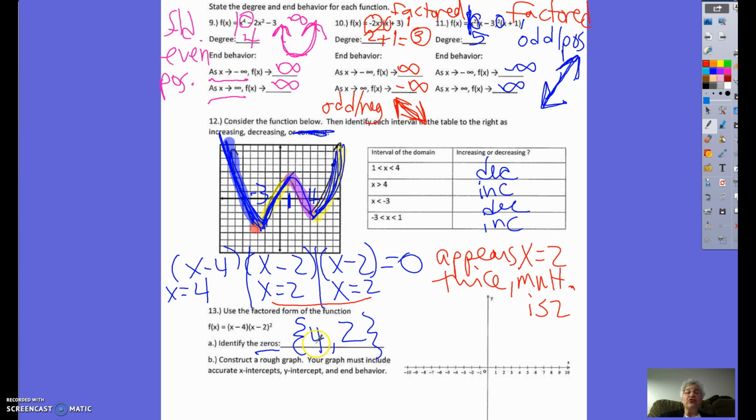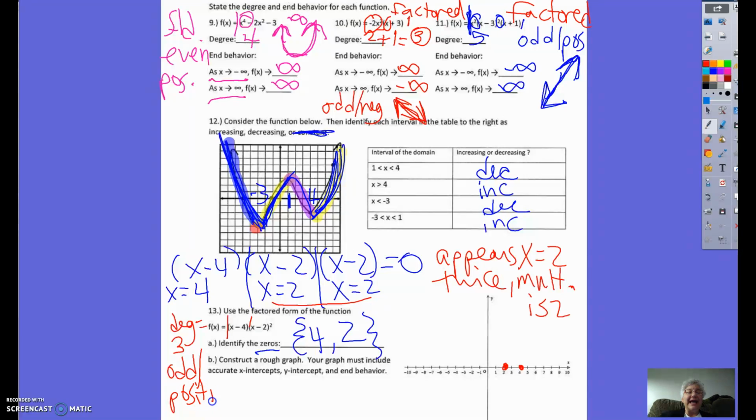So start with graphing 4 and 2. For my function, I have to determine odd, even, positive, negative. The leading coefficient, which I don't see in front, is 1. The degree of this equation is going to be 3. X minus 4 is raised to the first power. X minus 2 squared is raised to the second power. So the degree equals 3. So it's going to be odd, and the 1 in front of the whole equation makes it positive.